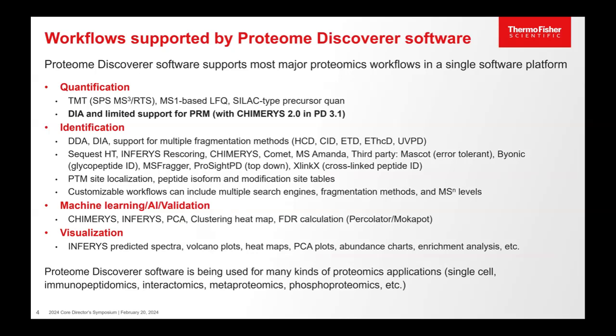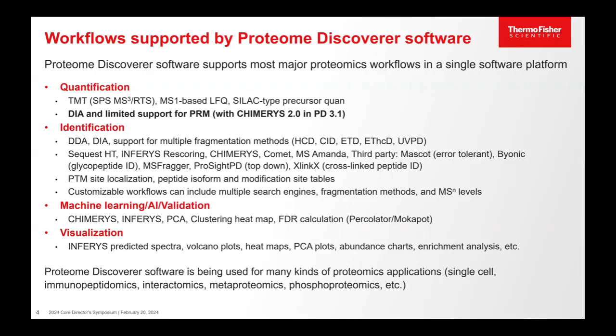But what I showed before is that our instruments support many different kinds of workflows. So we have TMT quan, we have MS1 based label-free quan, we have SILAC-type precursor quan, now DIA, which I'll go into more detail in a bit. We can support a bunch of different search engines: Sequest, Chimerys, Comet, MS Amanda. We work with third parties to bring in Mascot nodes, MSFragger nodes, top-down nodes, cross-linking nodes into the software. And so the tools that you have in Proteome Discoverer span a wide variety of different kinds of workflows. And we update the visualization to keep up with that.